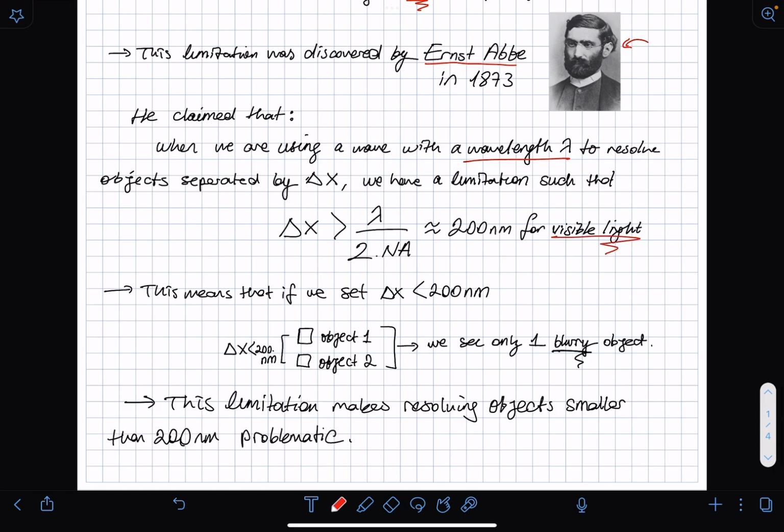This means that if we set our objects closer than 200 nanometers to each other, we would only see one blurry object instead of our object 1 and object 2. This limitation makes resolving objects smaller than 200 nanometers problematic.